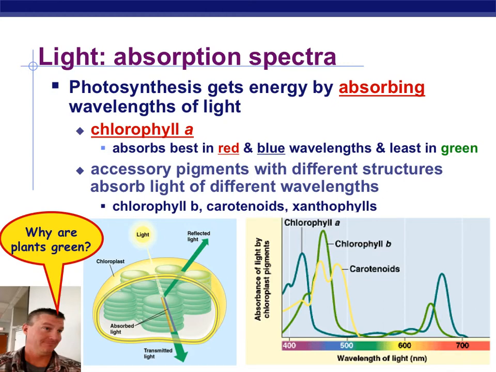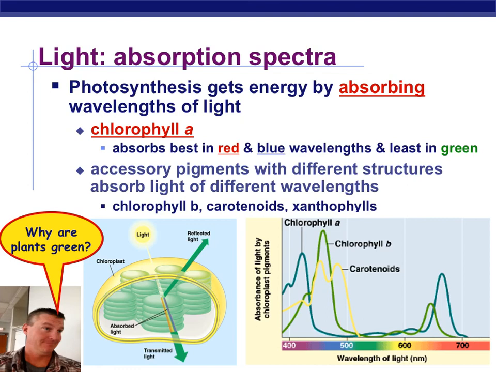And so photosynthesis gets the energy by actually absorbing wavelengths of light. And chlorophyll A and B, but chlorophyll absorbs best in red and blue. Those are, again, kind of the extremes of the visible spectrum, and the very least in green. In fact, reflects that color.